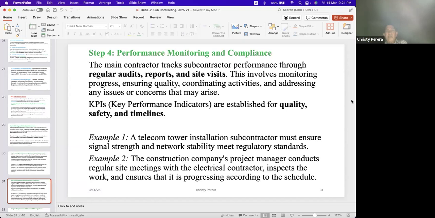Example 2, the construction company's project manager conducts regular site meetings with the electrical contractor, inspects the work, and ensures that it's progressing according to the schedule. That is step 4.